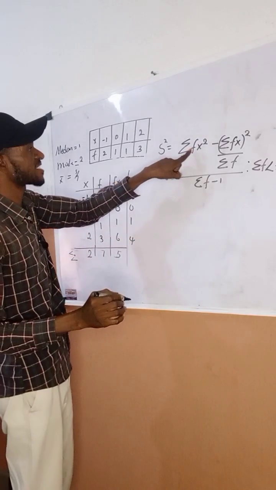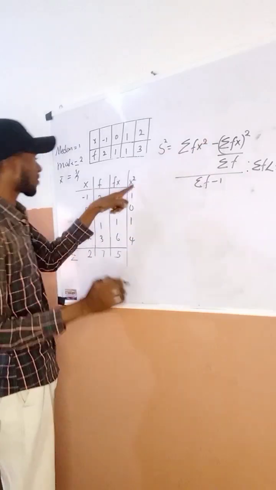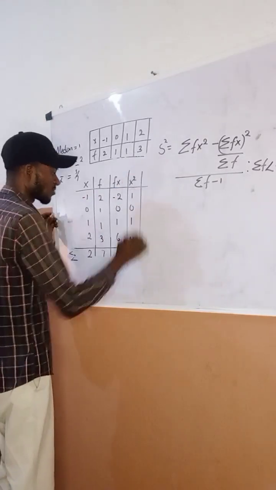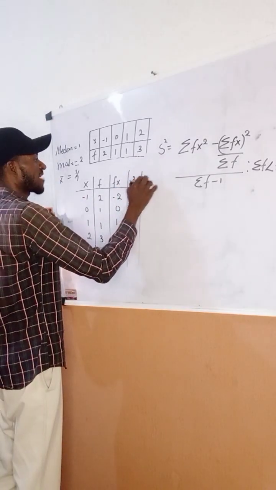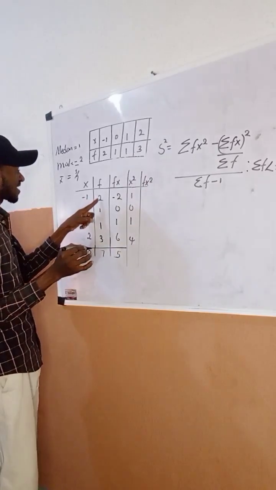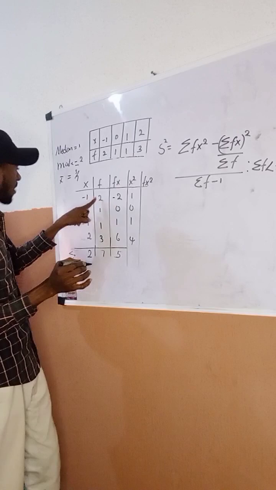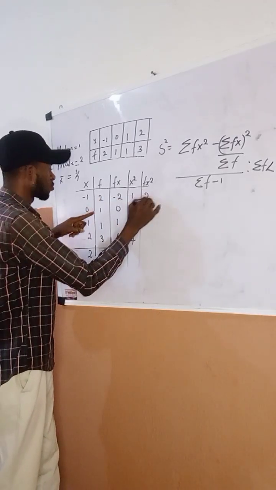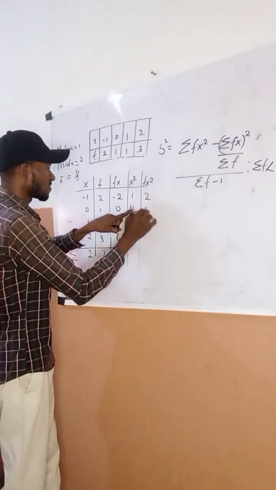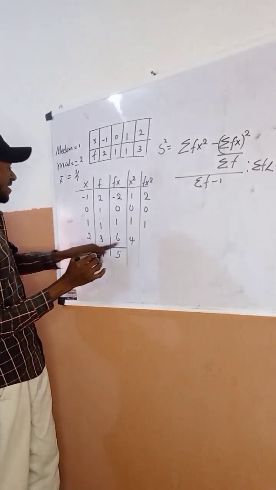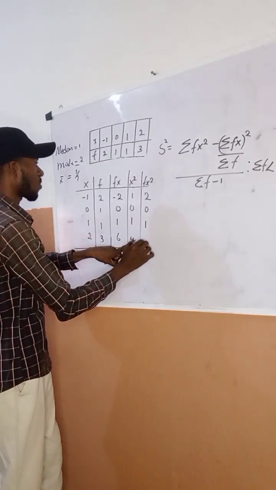But what I have here is fx squared. So I have to multiply this x squared by f. So I will extend my table and put fx squared. I'll be using this value of f to multiply this x squared. So 2 times 1 is 2, 1 times 0 is 0, 1 times 1 is 1, and 3 times 4 will give me 12.